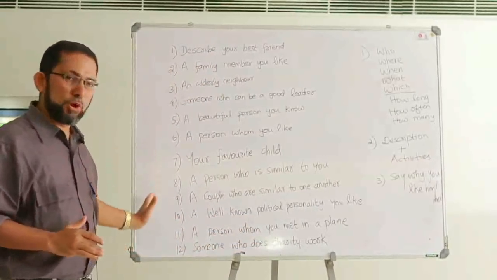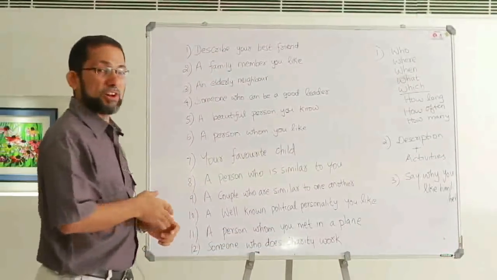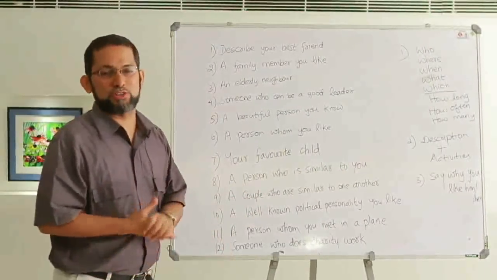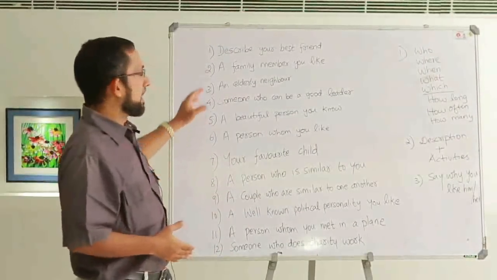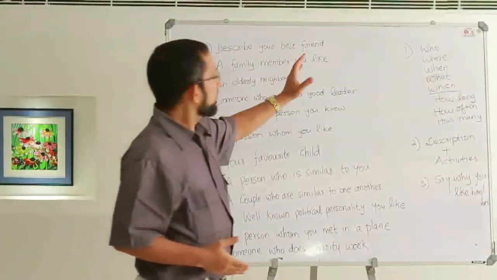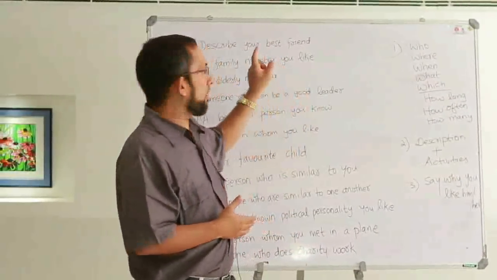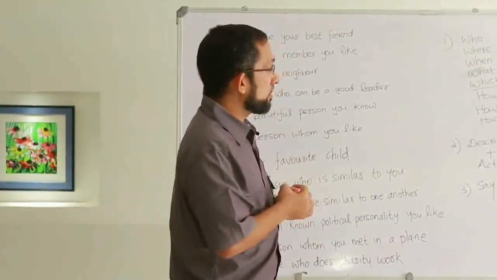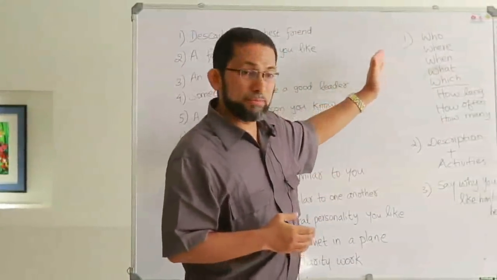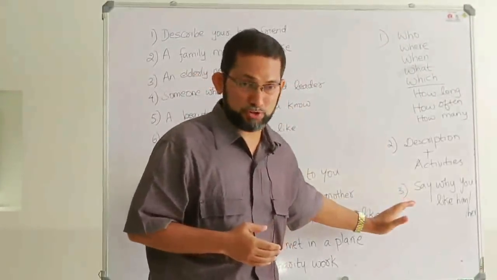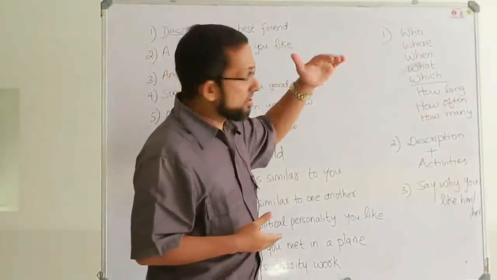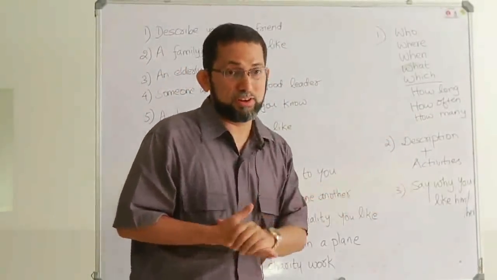Let's say we've got 12 questions altogether. For an untrained eye, this might look like an entirely different set of questions. We've got no similarity. But look closer. Let's look at the first question: Describe your best friend. What we're going to do is first introduce, then describe, and then say why you like him or her. So you've got 3 parts to your answer: introduction, description, and say why you like him or her.